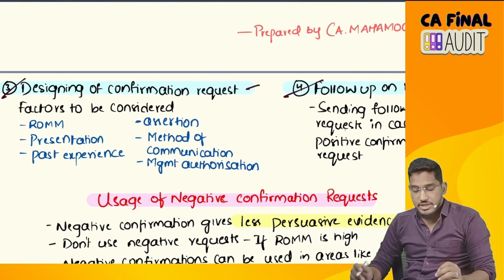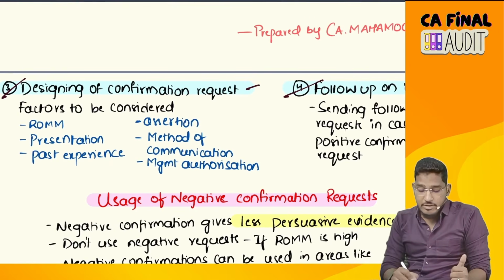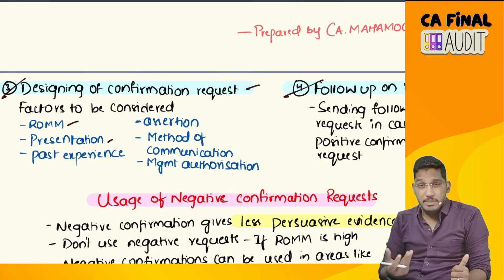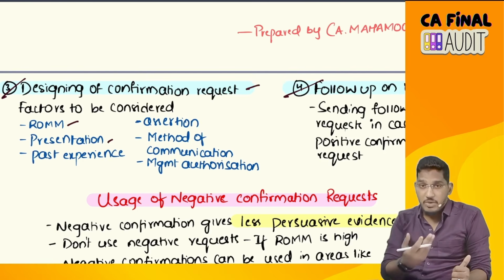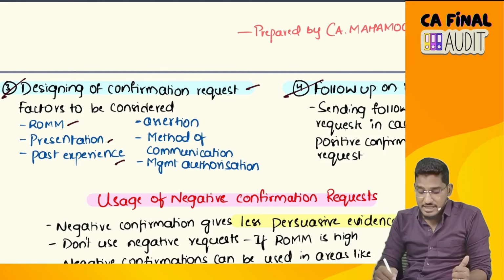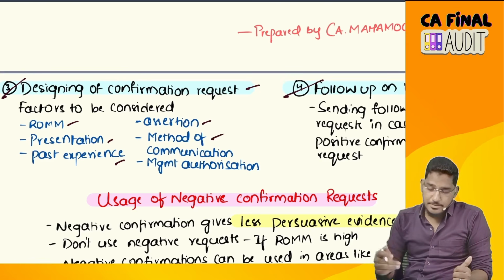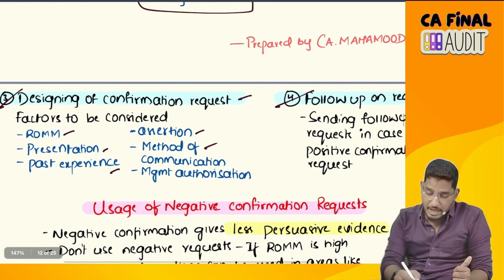Sir, while designing the confirmation request, you need to consider various factors, like you need to pay attention to risk of material misstatement. You need to pay attention to presentation. That means you want to present it in a paper form or electronic form. You need to use your past experience. It also depends on the assertion, that respective assertion, if it is more risky positive, less risky negative. It also depends on method of communication. So what is the method of communication? Once again, oral, physical form, email. And also it depends on management authorization. Has the management given you the approval or not?